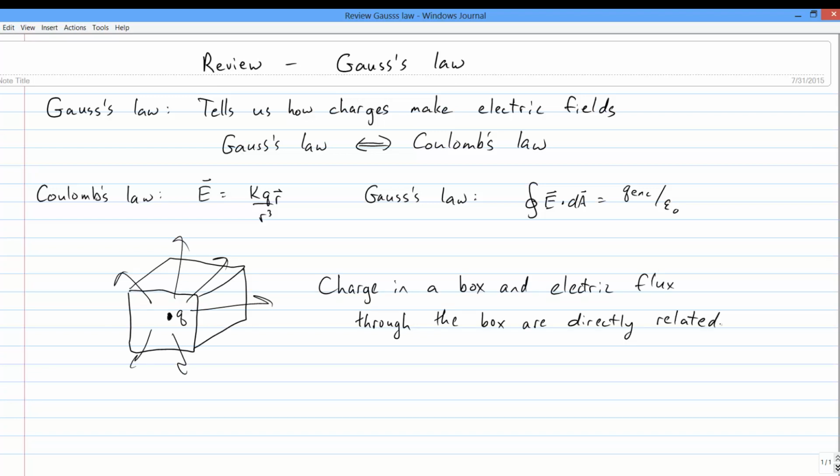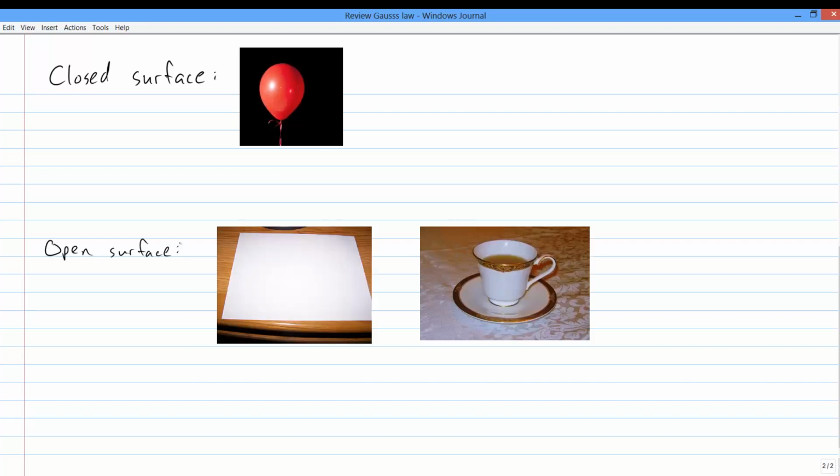And vice versa. Now notice that I keep saying a closed surface. A closed surface is any surface that completely encloses some volume, like the surface of a balloon. Any surface that doesn't completely enclose a volume is called an open surface. Examples include a sheet of paper or a cup. In Gauss's law, the little circle on the integral sign is telling you that the domain is closed. We can't use Gauss's law to make any statements about an open surface.